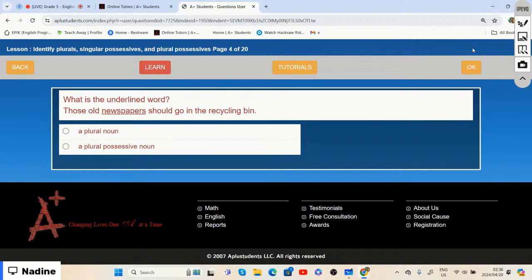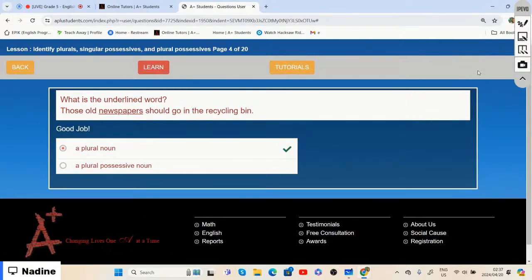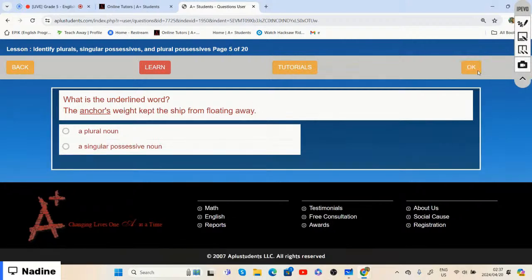All right. So we said that newspapers, nobody owns. It's not like we're saying that you're owning the newspaper or the newspaper is being owned by something. All we're saying is that the old newspapers, which refers to more than one newspaper, should go in recycling. So yes, it is a plural noun. So well done. It refers to more than one newspaper, and doesn't show a newspaper owning something, right?